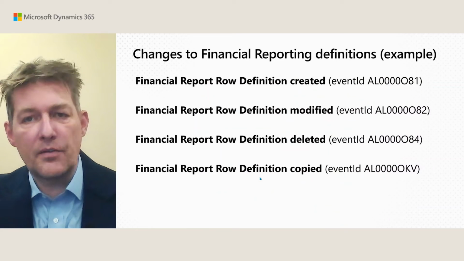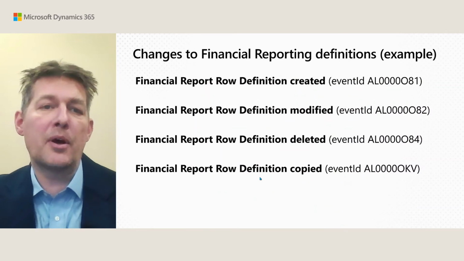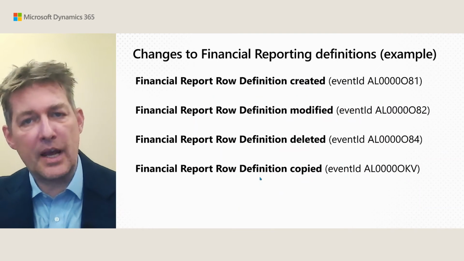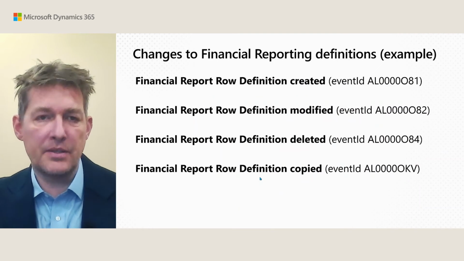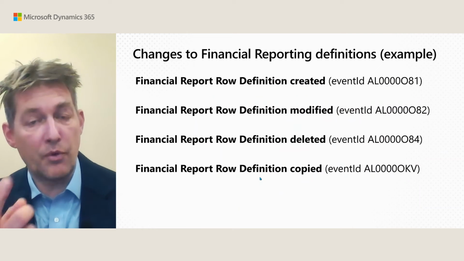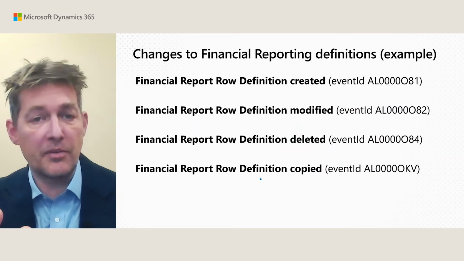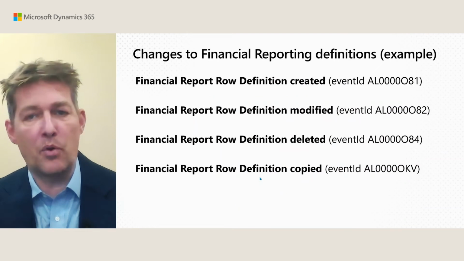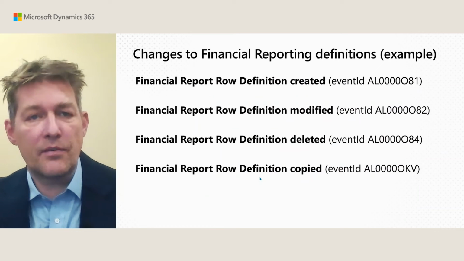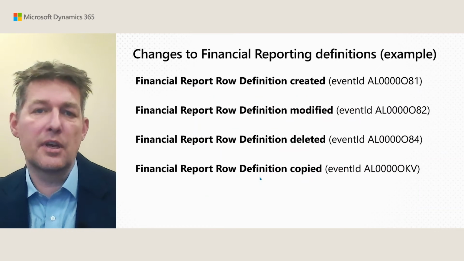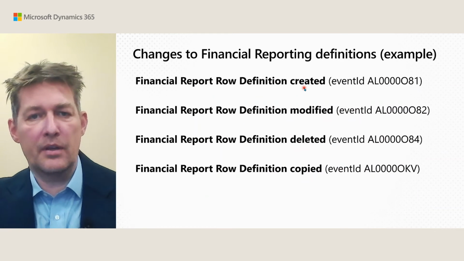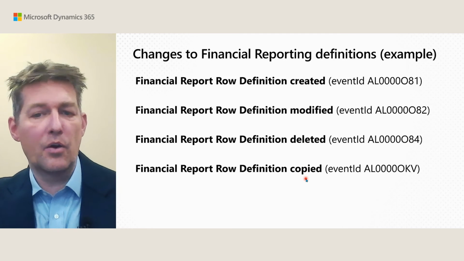The next class of signal is about changes to definitions in financial reporting. And there are 3 different types of definitions in place in financial reporting. The first one is row definitions. The second one is column definitions. And these 2 together are combined in a report definition. And for each of these types of definitions, you get the life cycle. So whether this definition was created, modified, deleted, or copied.